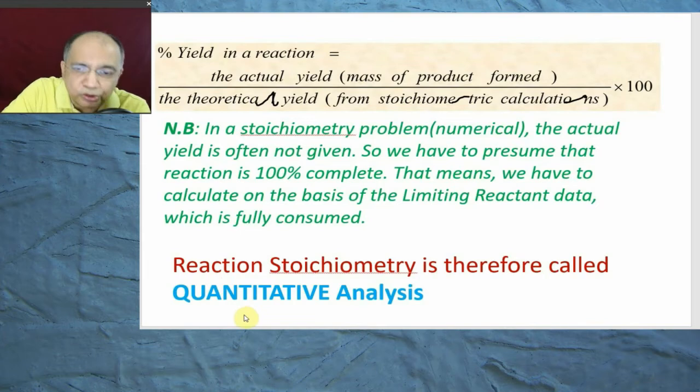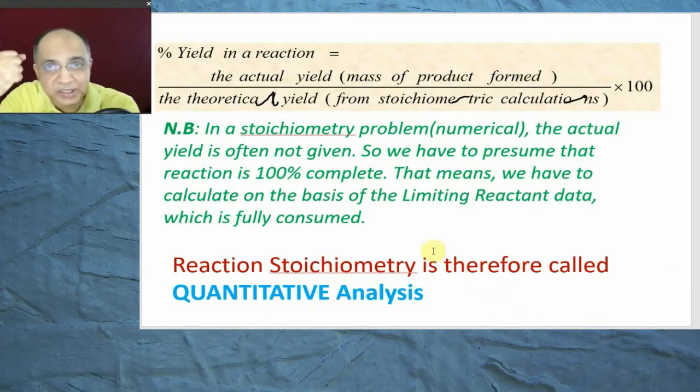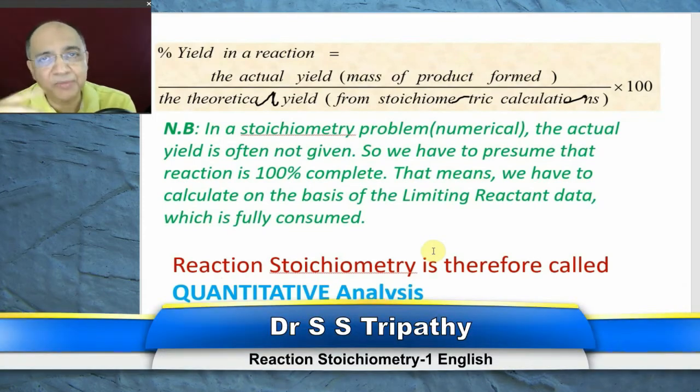So reaction stoichiometry is therefore called quantitative analysis. Quantitative analysis, amounts. It may be in terms of moles, it may be in terms of mass, or if it is a gas, it can be in terms of the gaseous volume.